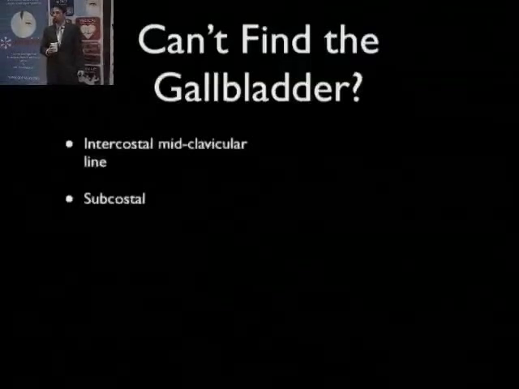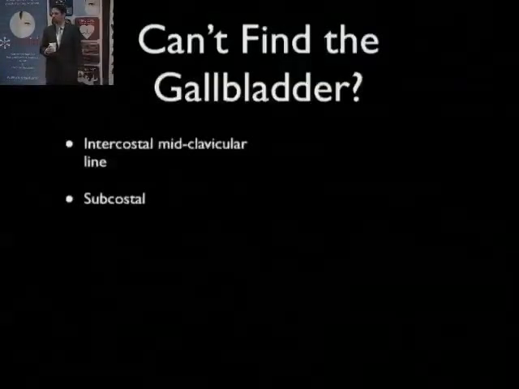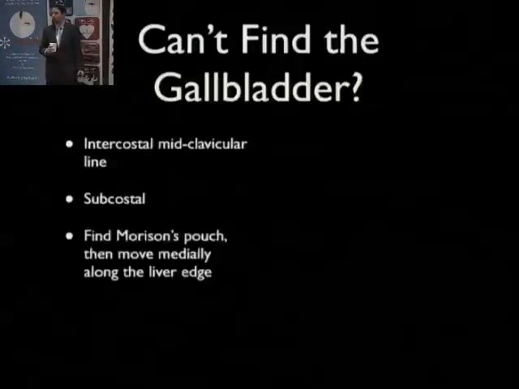If that doesn't work, go subcostally and see if the gallbladder might be in a different location. If that doesn't work, roll the patient to some degree onto their left side. I would start with about 45 degrees. If that doesn't work, put them to 90 and look subcostally. And sometimes you're going to get the gallbladder to float into your view.